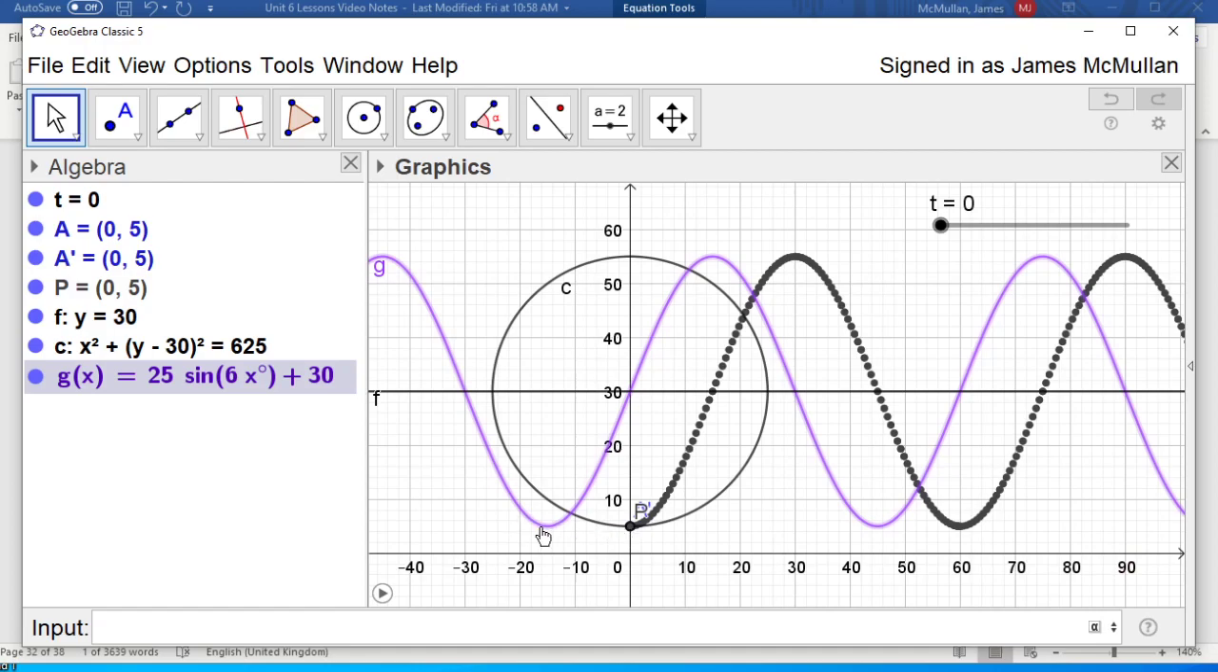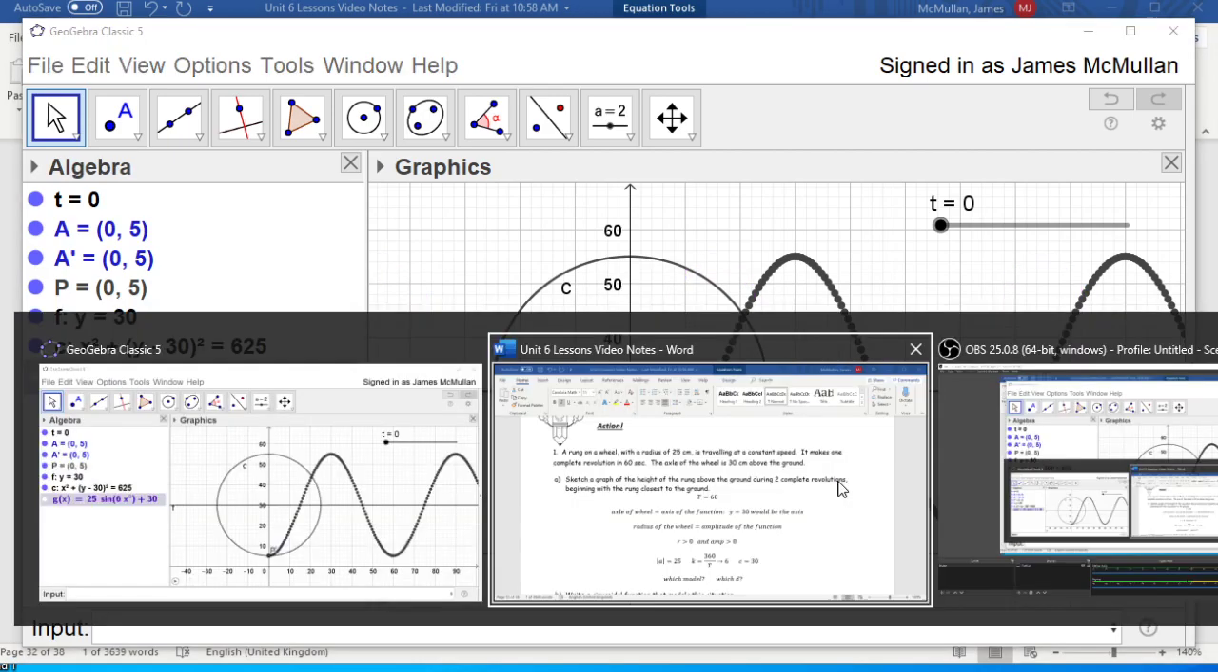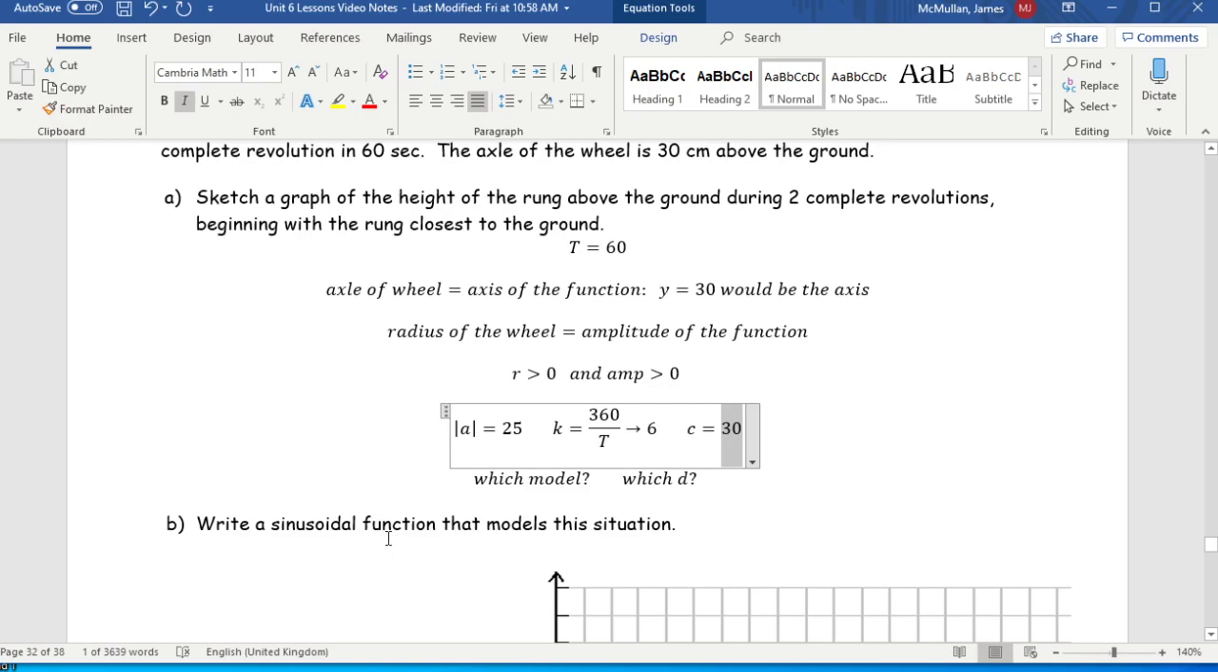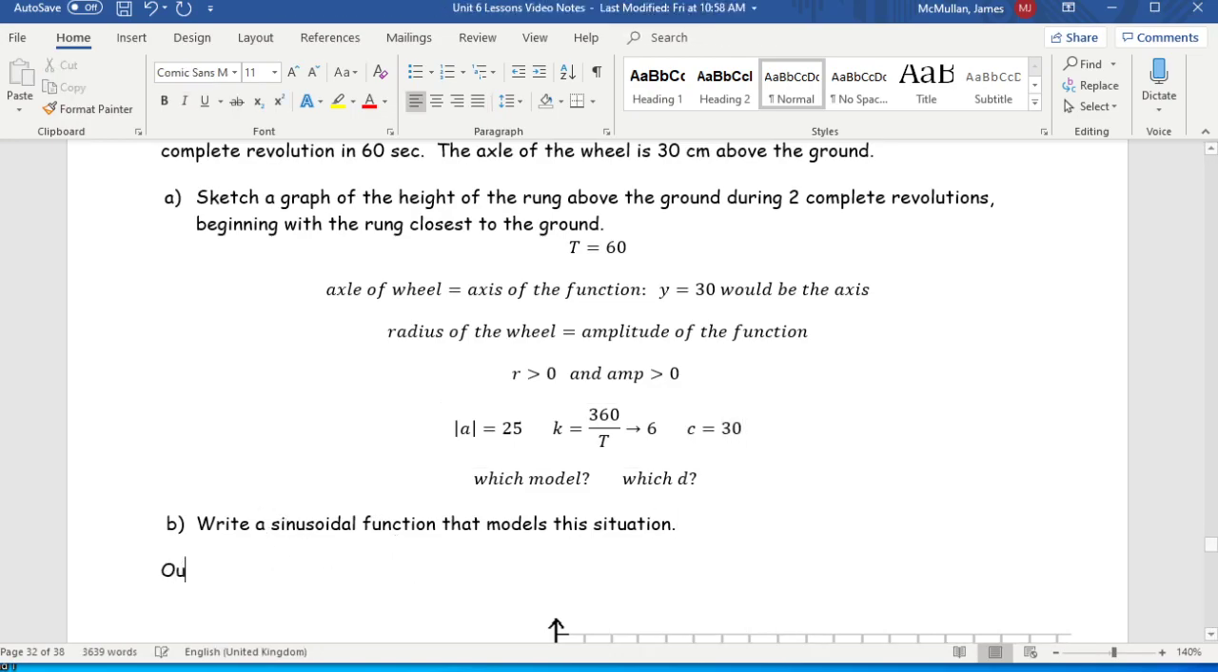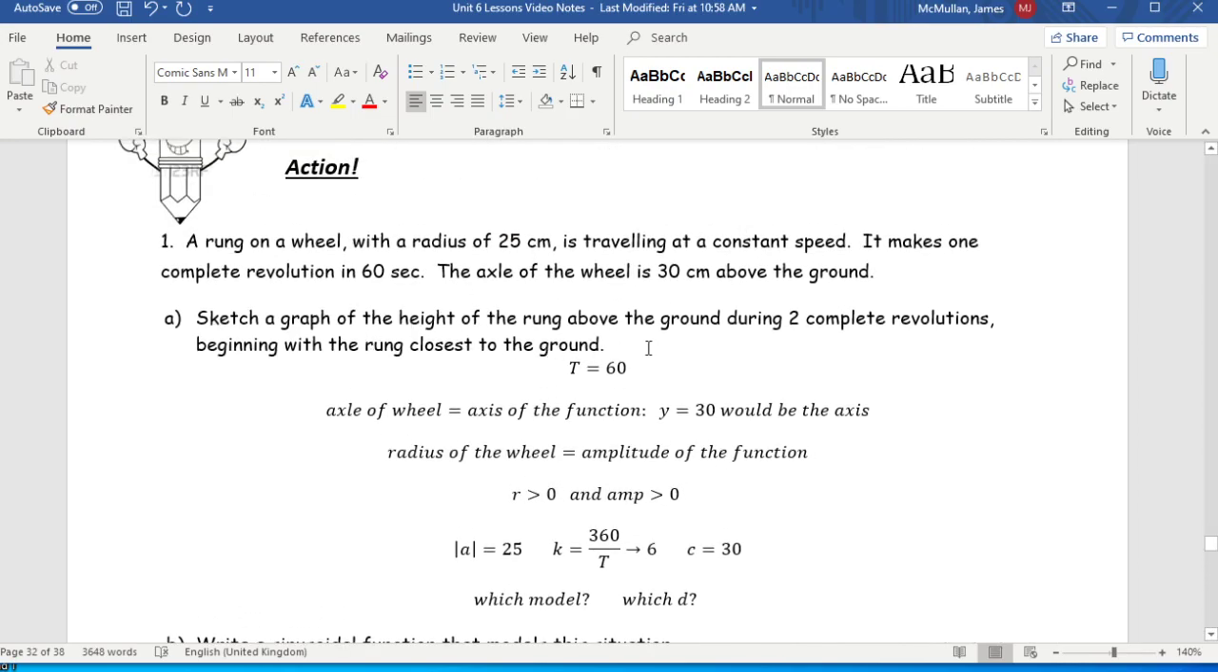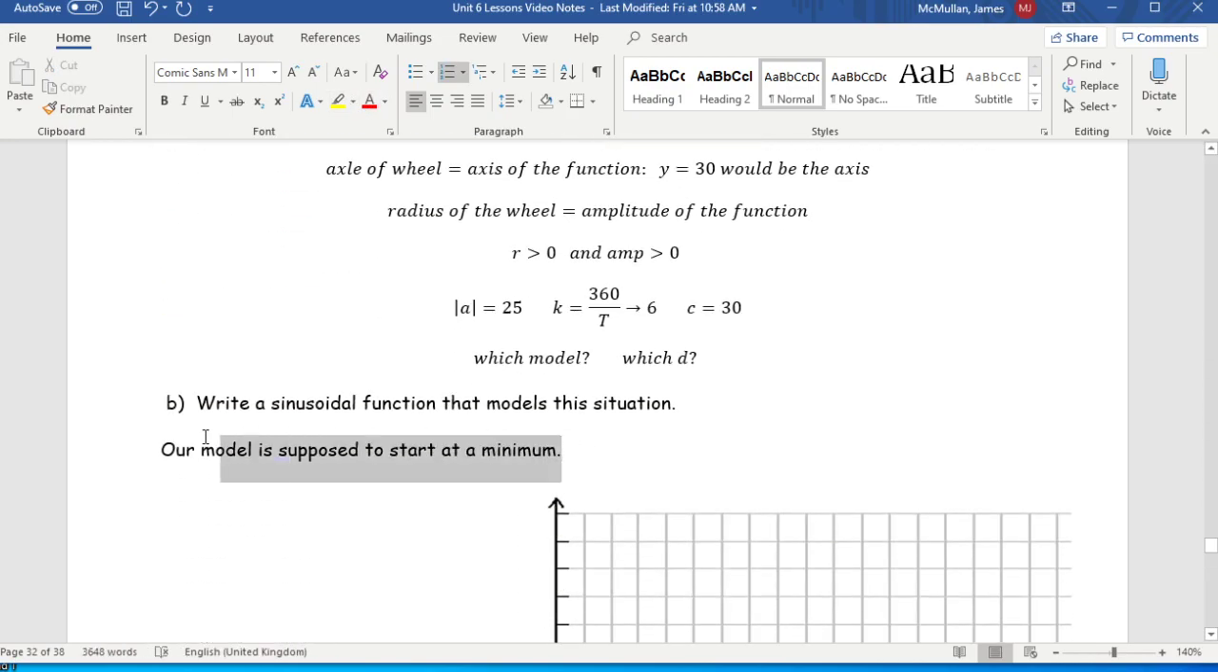where you locate a minimum on the sine model. The minimum on the sine model would be a quarter of the period to your left, so you need to push it over in order to have it start at the right place. Of course, this is not really the best way to do this. The best way to do this is to say our model is supposed to start at a minimum. And the reason why is because it says, beginning with the rung closest to the ground. That tells us our model is supposed to start at a minimum.